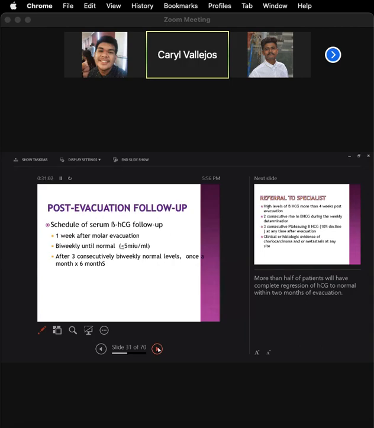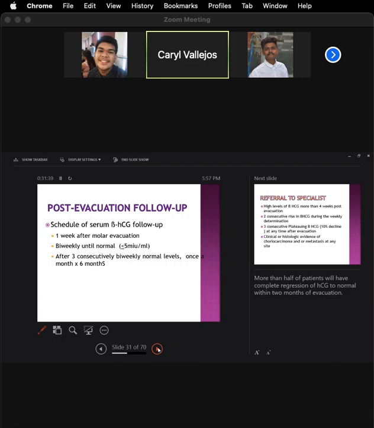More than half of the patients will have a complete regression of hCG to normal within 2 months of evacuation, or 8 weeks post-evacuation. So, nag-normalize naman na sila. And going back again, that is why the theca lutein cysts also regress within 8 to 12 weeks. If there is an elevated beta hCG, theca lutein cysts are still present. And if the beta hCG normalizes, theca lutein cysts will also regress, so within 2 months or 8 weeks.